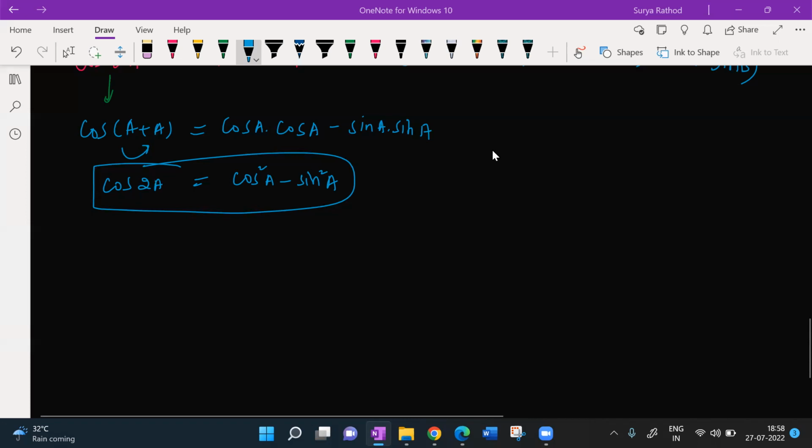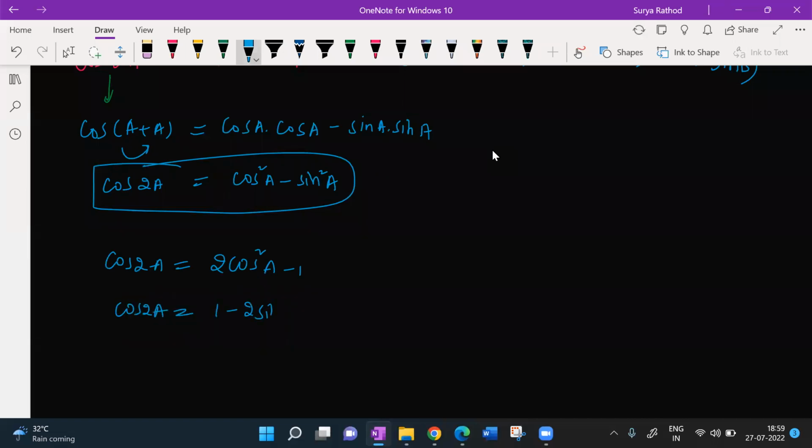Don't worry. All right. This is the cos 2A standard formula, beta. There are different formulas for cos 2A. Cos 2A also can be written as 2 times cos square A minus 1. Cos 2A also can be written as 1 minus 2 times sin square A. Cos 2A also can be written as (1 minus tan square A) by (1 plus tan square A).